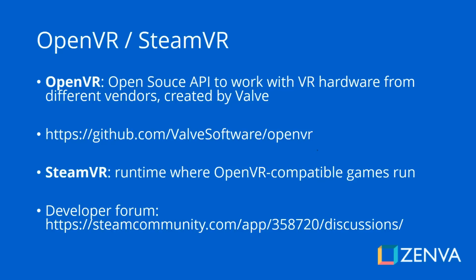Games for the HTC Vive are built using an API called OpenVR, which is an open source API created by Valve that allows any manufacturer to use it in order to have a standard when it comes to developing for virtual reality. Now, the runtime where these applications are executed is called SteamVR, which is a program that is part of the Steam software that you download and install.